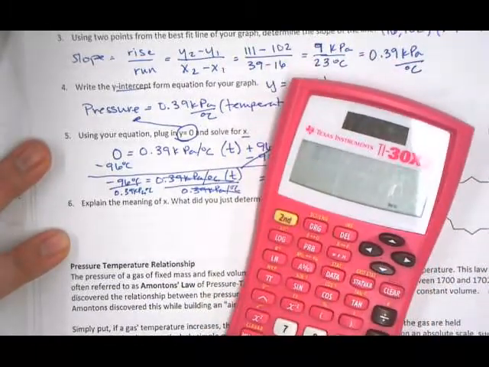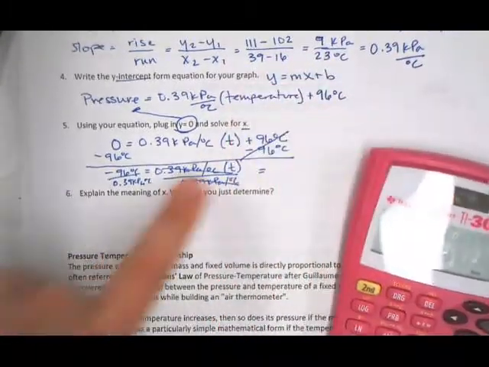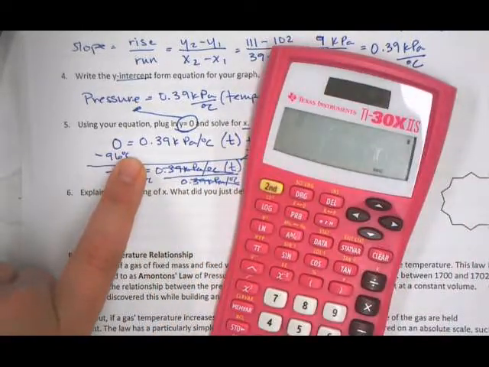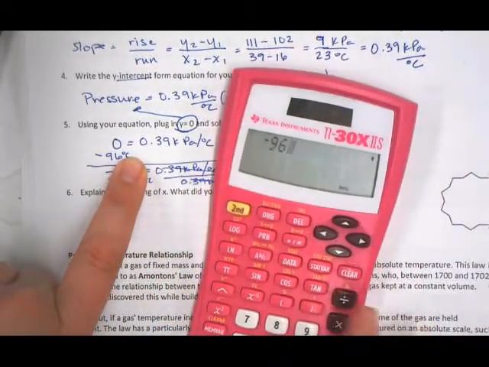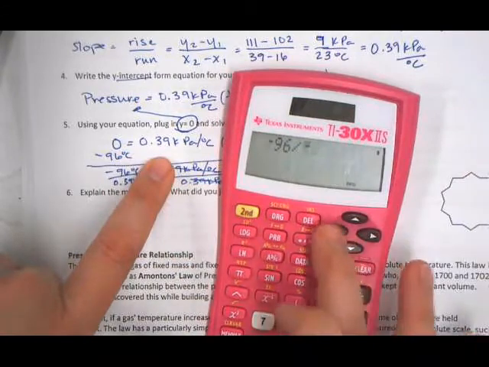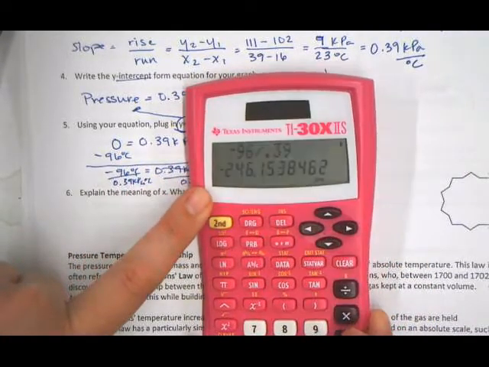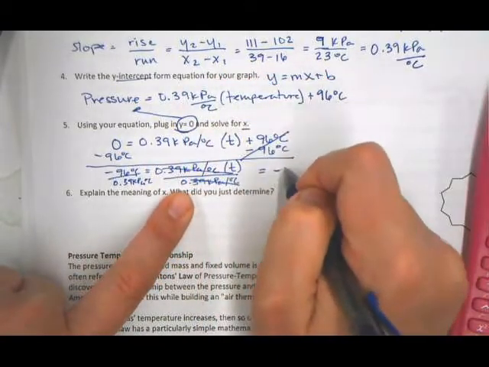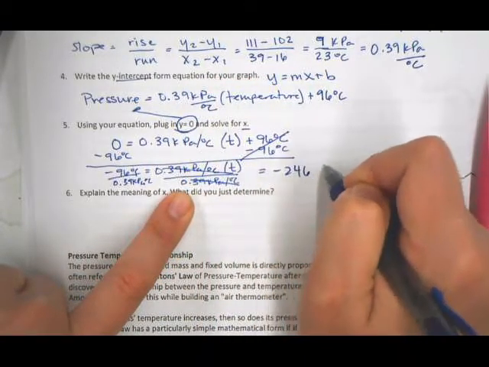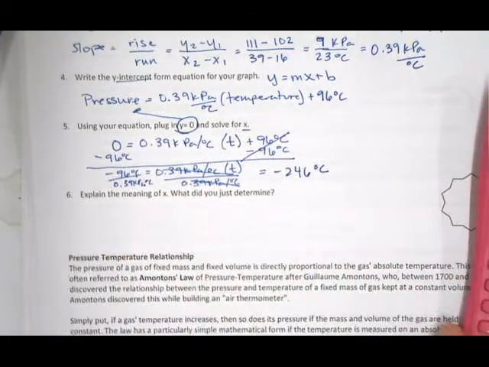So I've got negative 96 in my calculator then, right? I subtracted that first. So negative 96 divided by the 0.39, oops. I got negative 246 degrees Celsius.